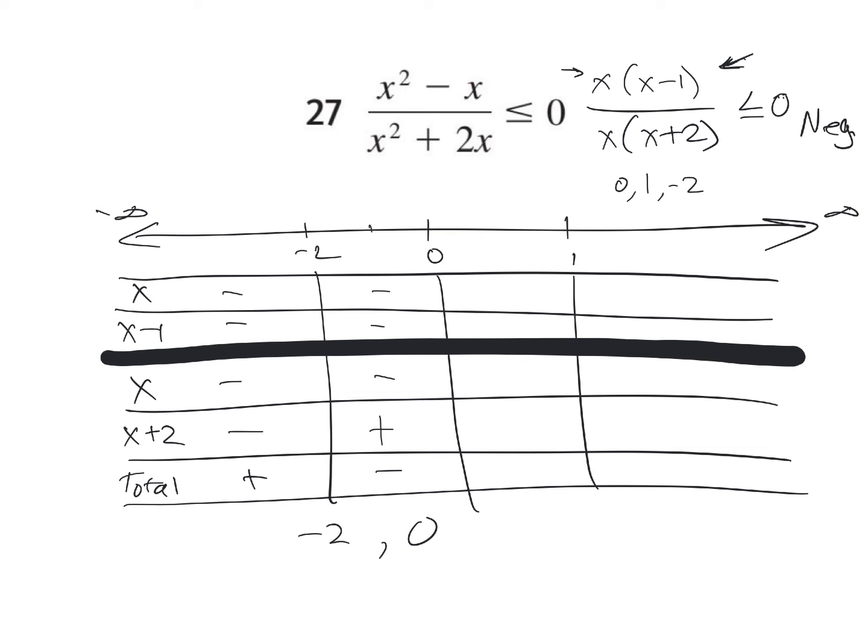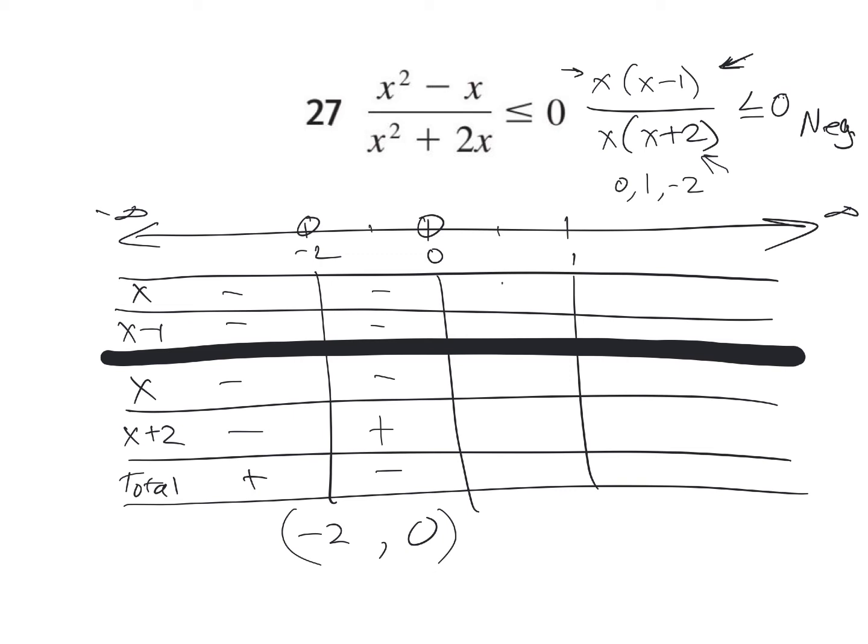So negative 2 on the bottom makes it a no solution, not possible, so that's open. A 0 on the x in the top and in the bottom makes it not possible as well. All right, so these will be parentheses.